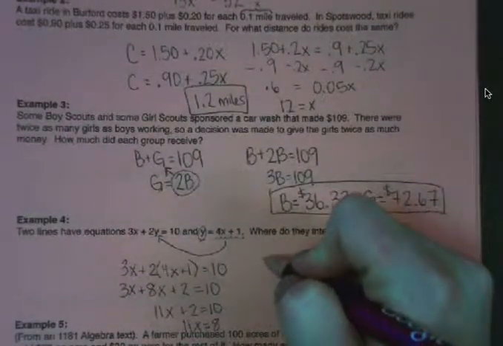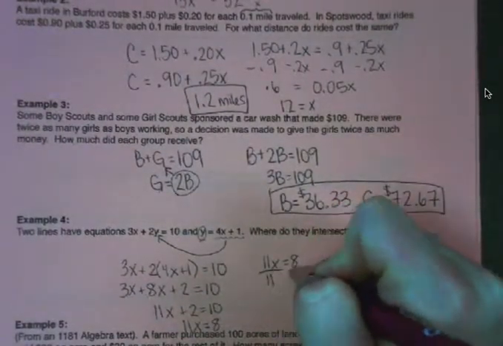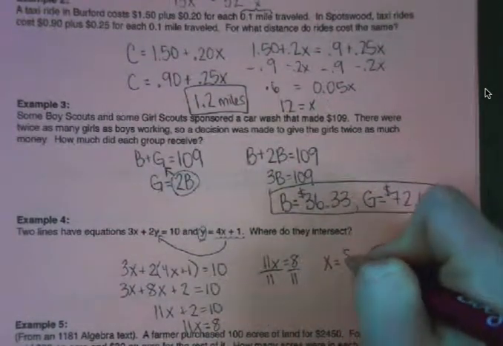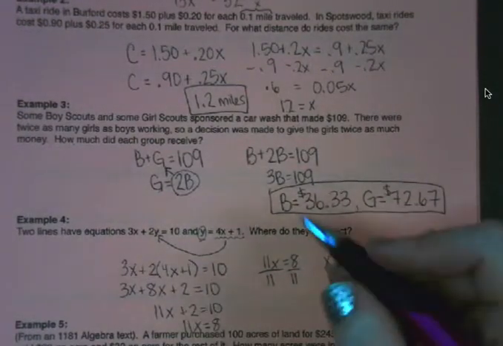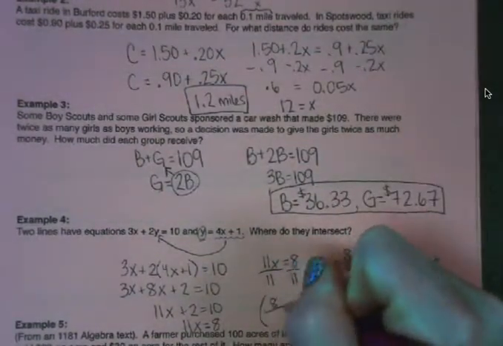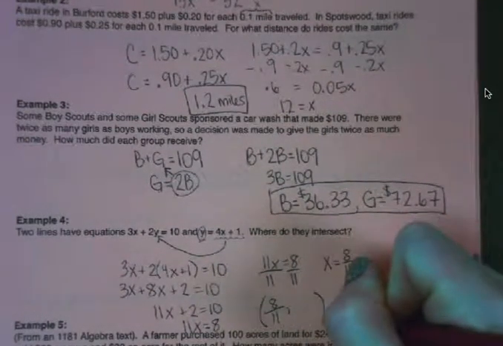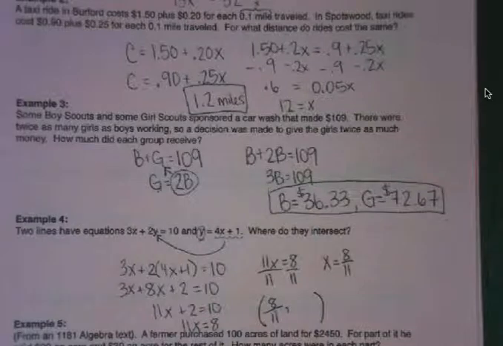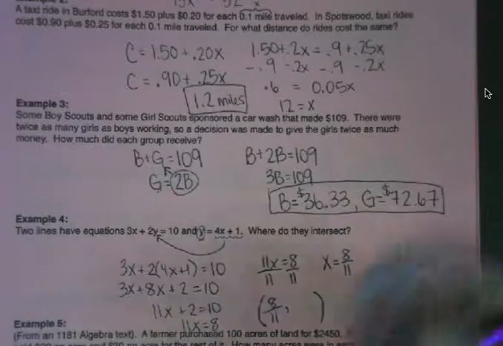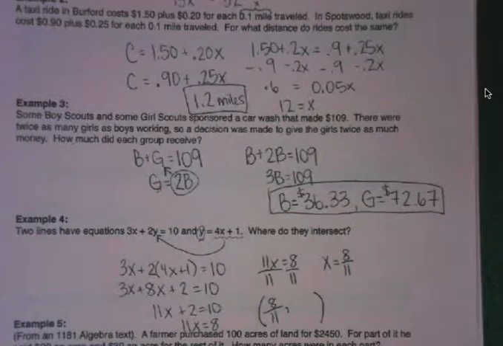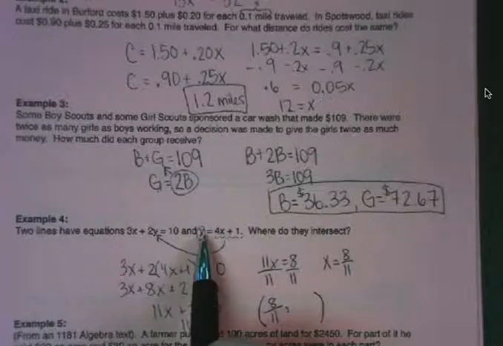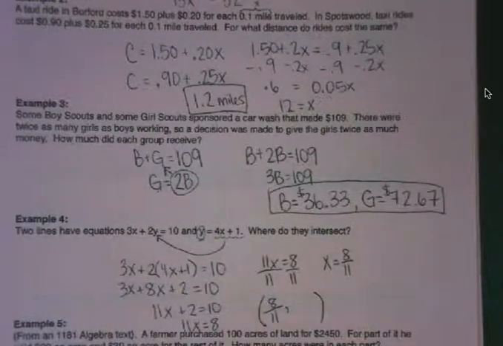That looks like 11x equals 8, divide by 11. x equals 8/11. So again, that's my x value, and I want to know where these two lines are intersecting. Maybe it's an ugly point, but that's fine. Now I need y. So how will I find y? Again, you can take this x value and put it here or here. You will get the same answer. I don't think either one looks particularly easier, but since y is already solved for, I'm going to use this one.